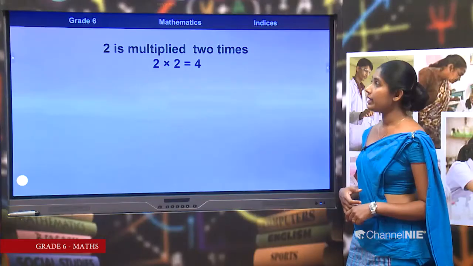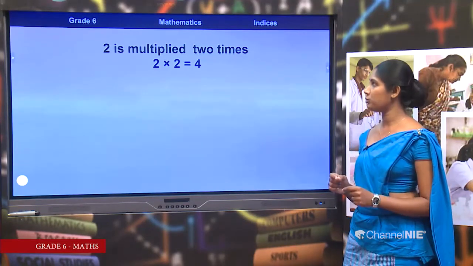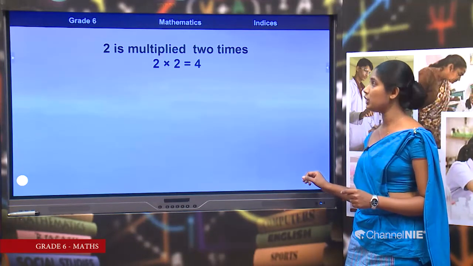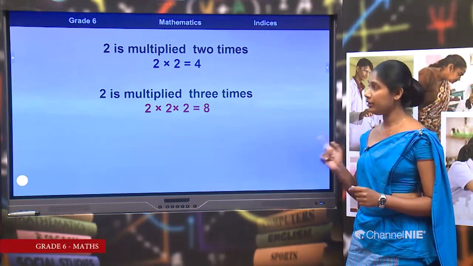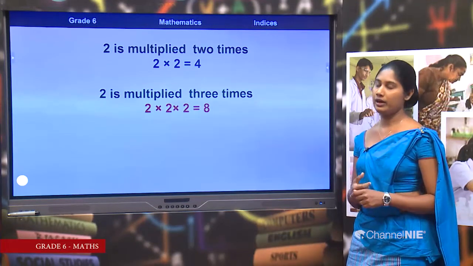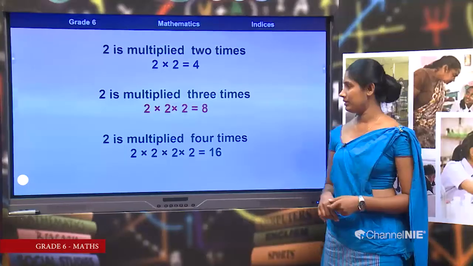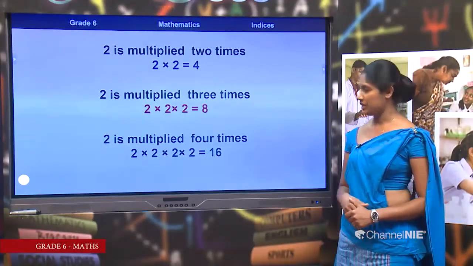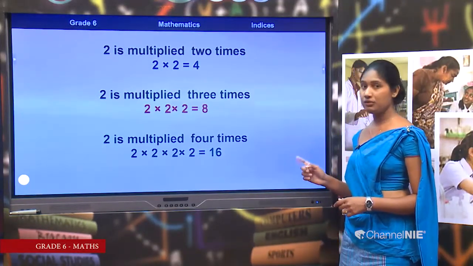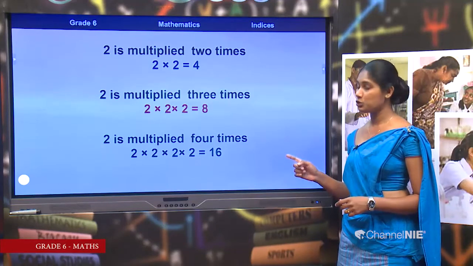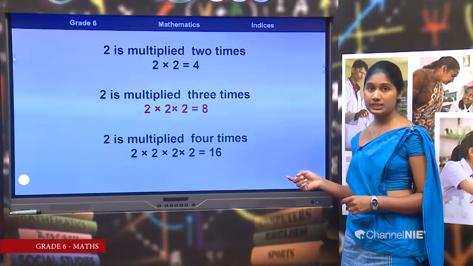Okay. Then 2 is multiplied 2 times. That means we multiply 2 by 2, then that is 4. 2 is multiplied 3 times. Here you can count how many 2's are there. 1, 2, 3, that is 8 rupees. Then 2 is multiplied 4 times. Here count how many 2's are there. 1, 2, 3, 4. Then 2 into 2 is 4, 4 into 2 is 8, 8 into 2 is 16.